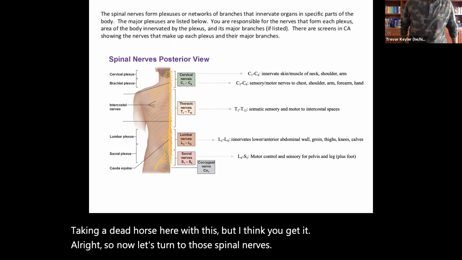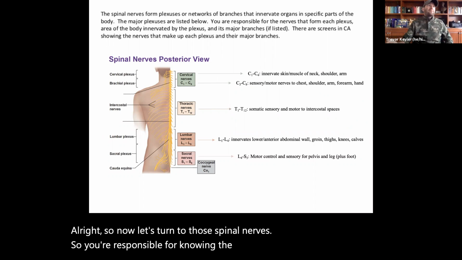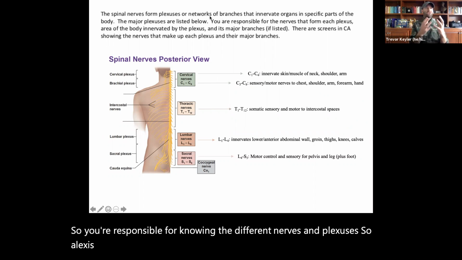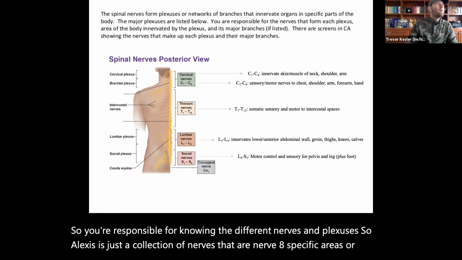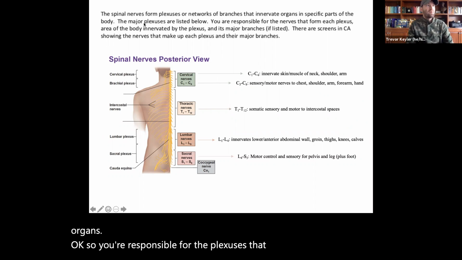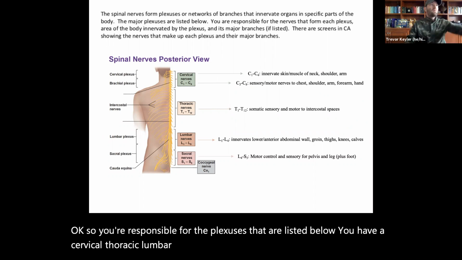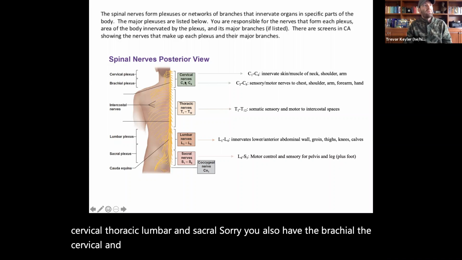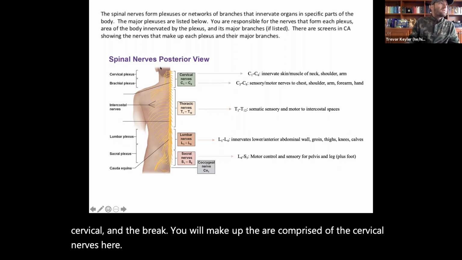So you're responsible for knowing the different nerves and plexuses. A plexus is just a collection of nerves that innervate specific areas or organs. You're responsible for the plexuses listed below. You have a cervical, thoracic, lumbar, and sacral. Sorry, you also have the brachial. The cervical and the brachial are comprised of the cervical nerves here. Okay, so let's work through these.